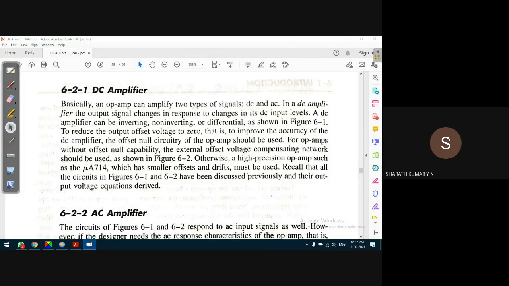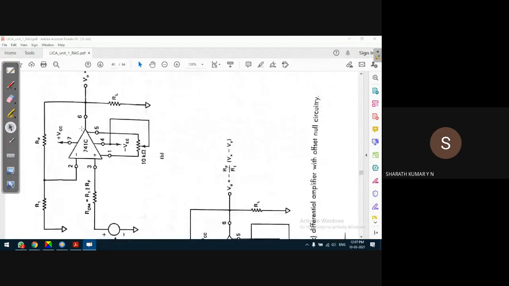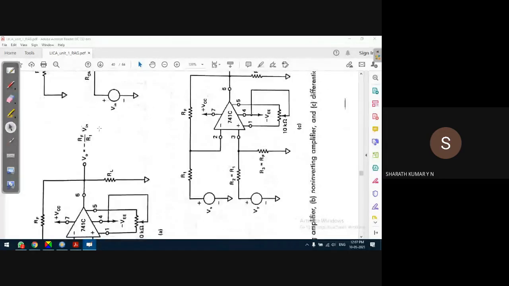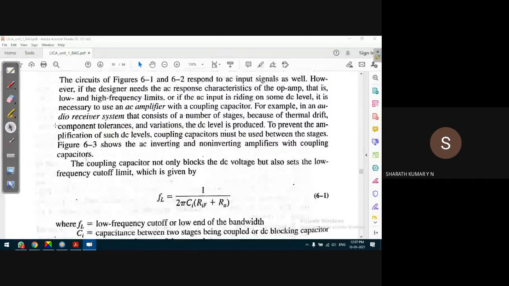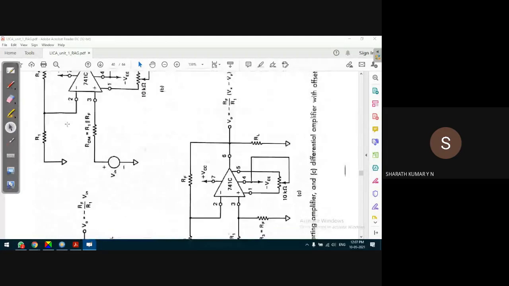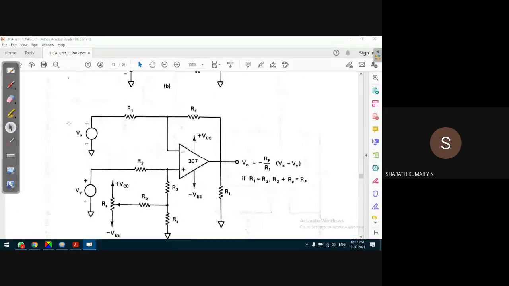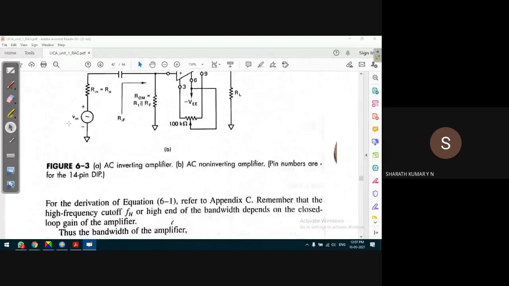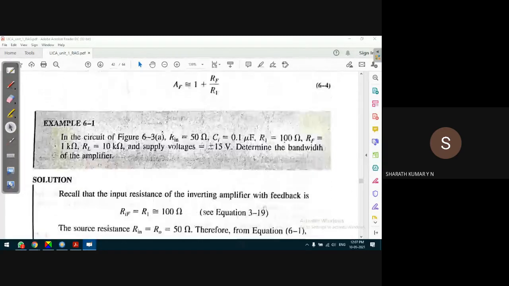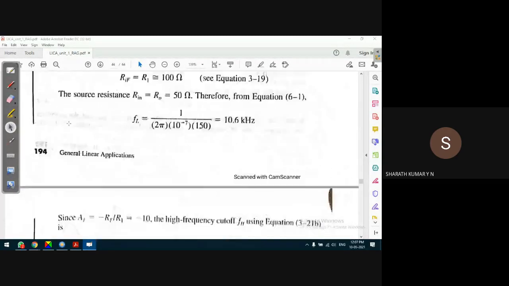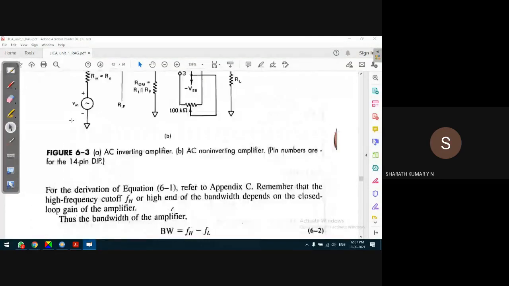DC amplifiers can be of three types: inverting amplifier, non-inverting amplifier, and the differential amplifier. Next is the AC amplifier. Next we will discuss the AC amplifier. Again, there are three circuits. There is a little more discussion, not much. Let's go into that.